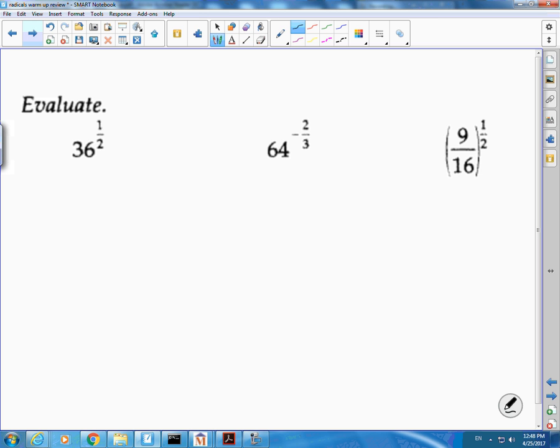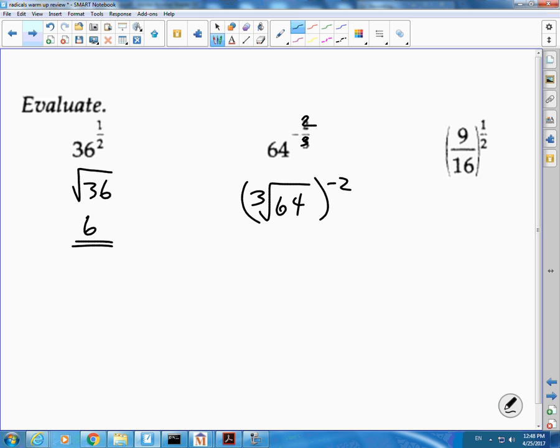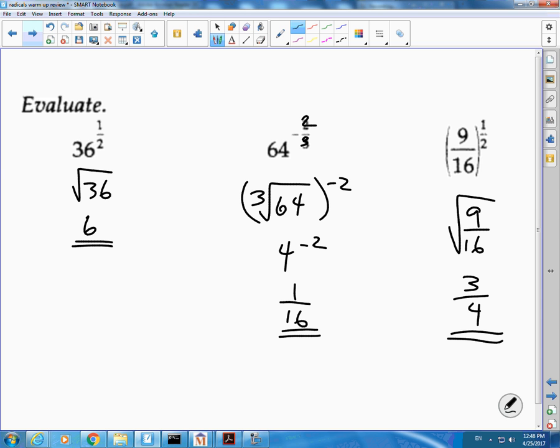Now these kinds of questions will ask you to do without your calculator. You should know that this means the same thing as the square root of 36. And that this one, you can do two ways. You can either square 64 and then cube root it. But wouldn't it be easier to cube root 64 first and then take that to the exponent of -2? Because the cube root of 64 is just 4, and 4 squared is 16, so 4 to the -2 is 1/16. This one here, again, you have to realize that you're square rooting both 9 and 16, so that's just 3/4.